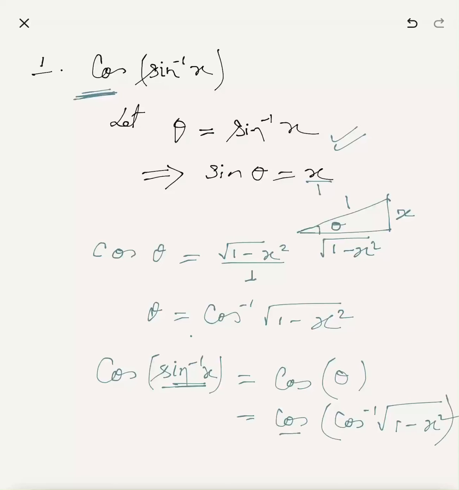Now see, the outer is also cos, inner is also cos, isn't it? So your answer comes out to be under root 1 minus x square, okay. And your x should belong to what? Domain, isn't it? So you can write here, x belongs to -1 to 1, okay.